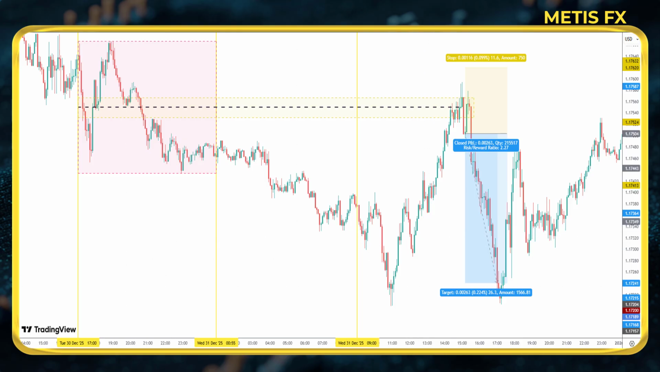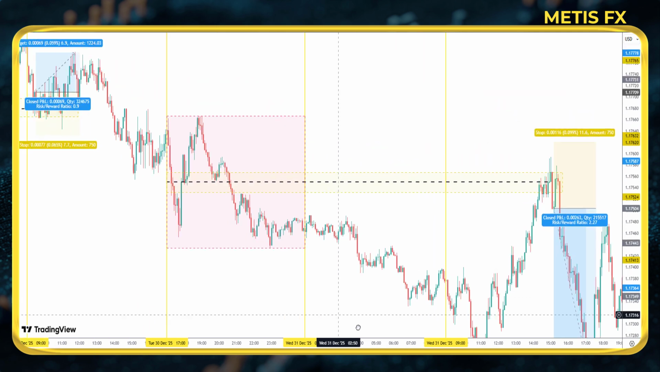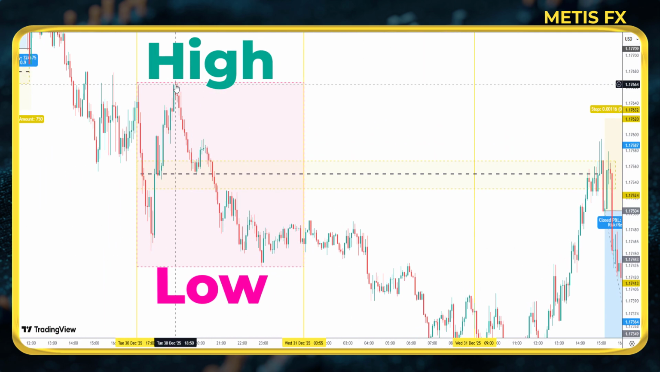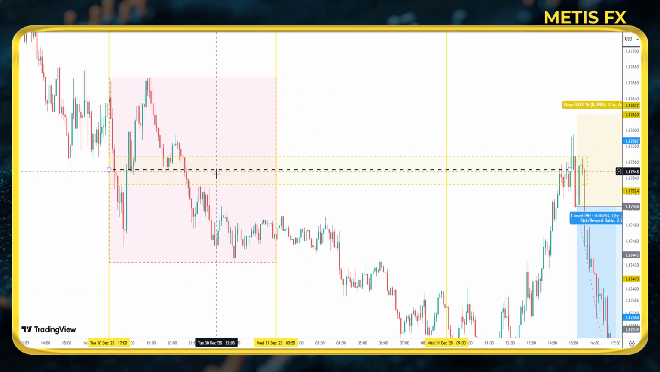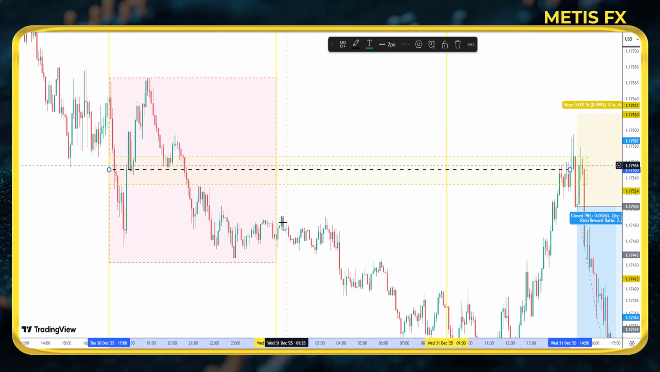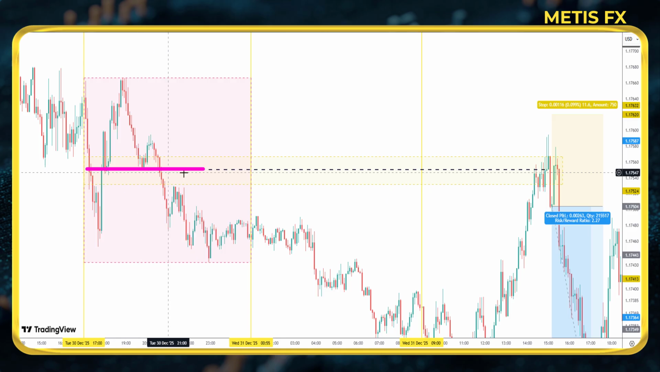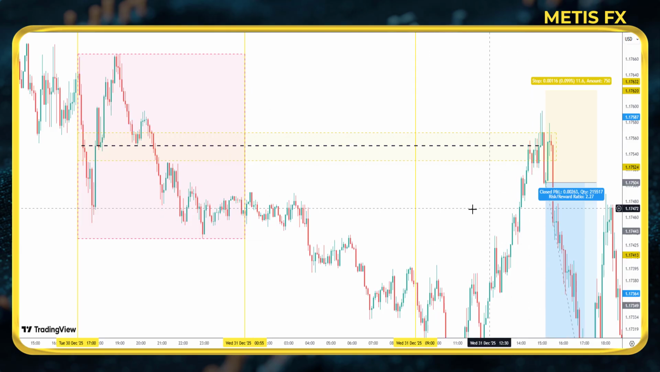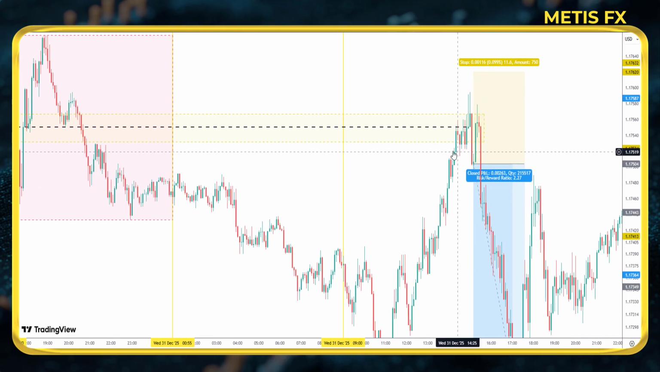Within the time range of 17 to 0055, we identify the highest and lowest prices exactly the way I drew a box here, the pink box from the high to the low. Now we draw a horizontal line from the middle of this box and extend it to the right until it reaches 9 a.m. This line becomes exactly the pivot point of the chart for the rest of the day.